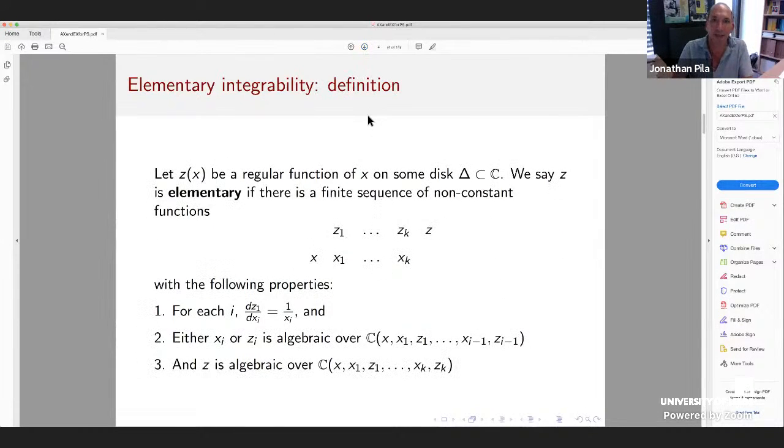So again, here's a more formal definition. I'm going to work throughout in fields of meromorphic functions in some one variable, in some disk. One could frame everything in terms of differential fields, but it's easier just to somehow stay in the complex realm.